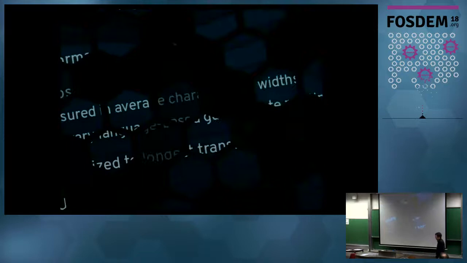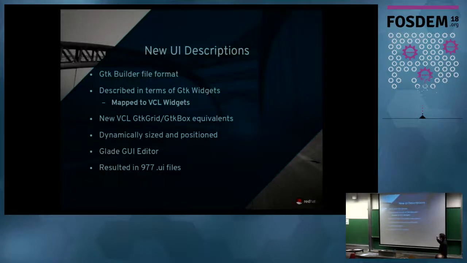So we come from there to a situation where we're now using the GTK Builder file format, and all our UI is described in terms of GTK widgets. We're not using GTK widgets, we're using our own VCL widgets, but we have described everything in the GTK file format, and then we're mapping that at load time with our own loader for the .ui GTK Builder file format. We added some resizable widget equivalents to the GTK grid and GTK box. So now we have widgets that contain other widgets, and then they dynamically size and position them according to the constraints that you can describe in the Glade GUI editor.